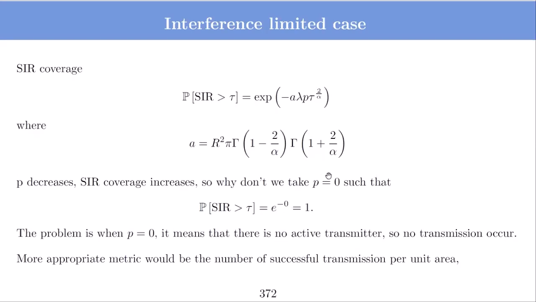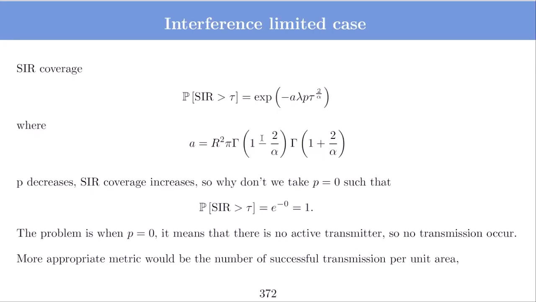So why don't we just take p equal to 0? Here I'm ignoring noise for now. Even if the noise is there, with significant density, you can assume the noise is not coming into the picture. Of course, you can analyze this in the presence of noise also; the concept will be similar. So if you decrease this p, the SIR coverage probability will increase.